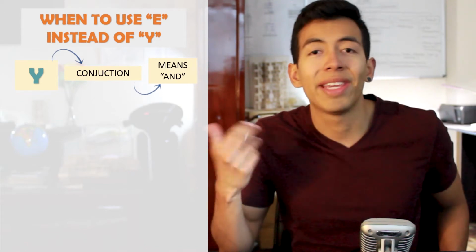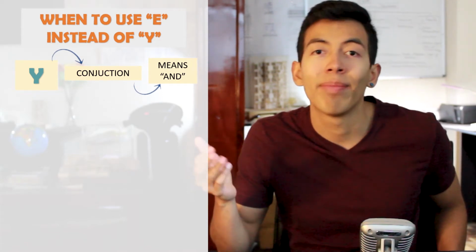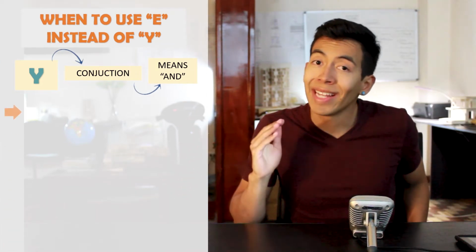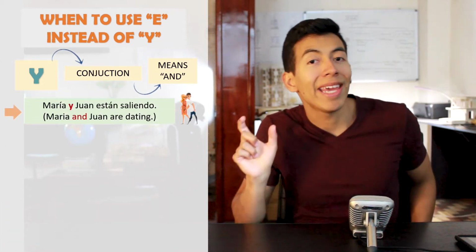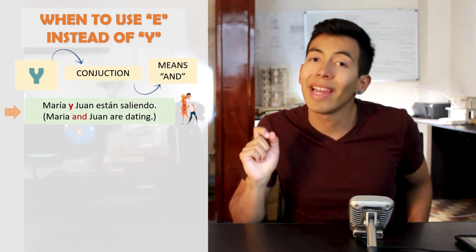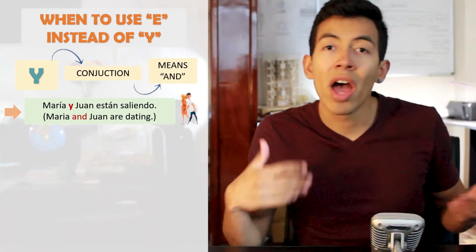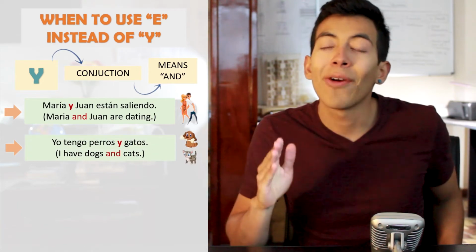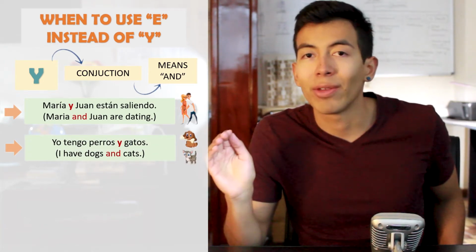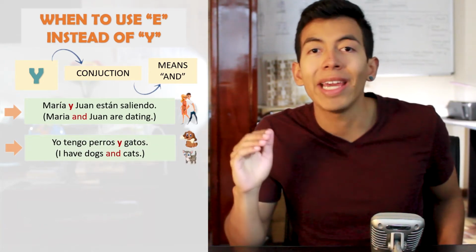And it's called "la y" or "i" again. And we can say sentences like "María y Juan están saliendo." Another example can be "Yo tengo perros y gatos."